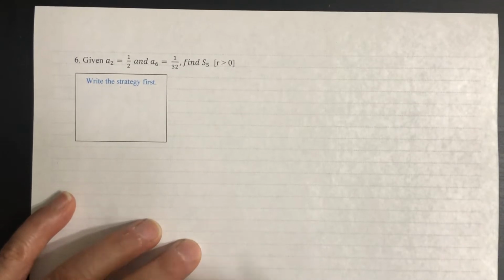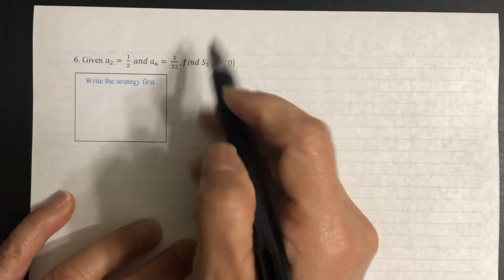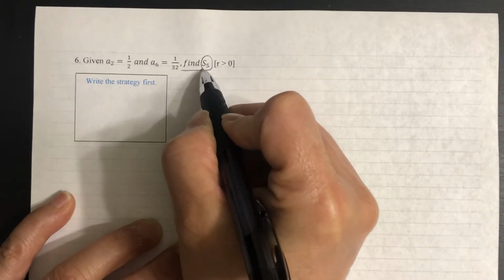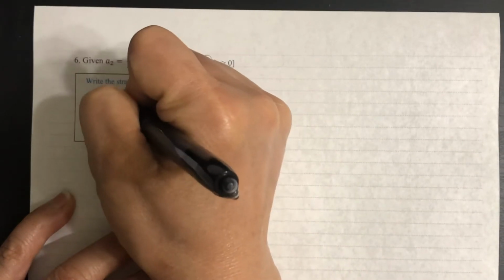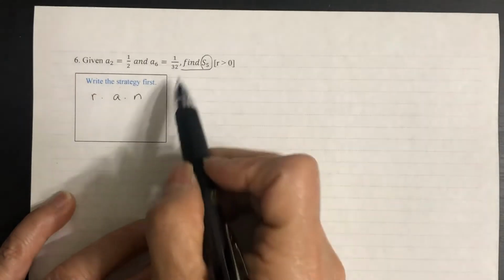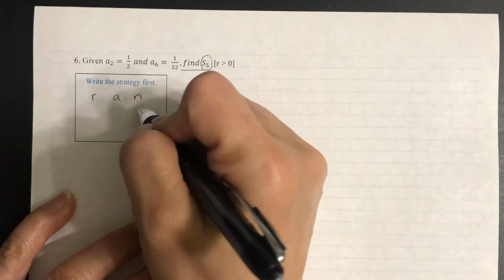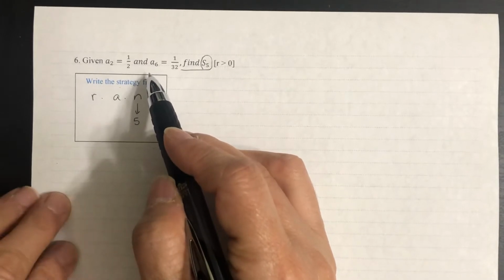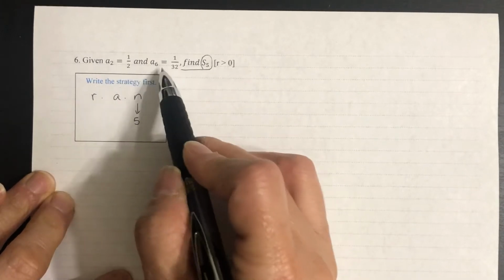Okay, so number 6. It's a little bit more complicated, but anyway, we can do this. First, find out what you're looking for. We're looking for S sub 5, okay? And we need a and r. Let's see. We have n is 5, but we don't have r or a. These are not the first terms.